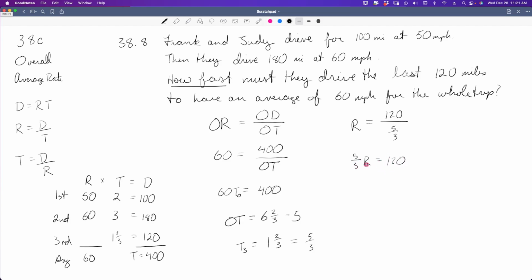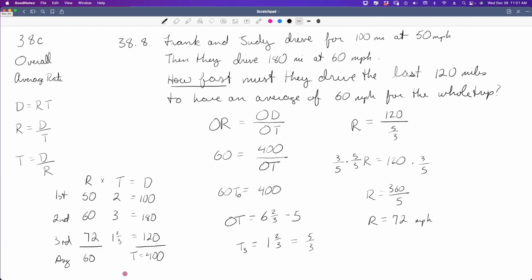Now I know how to solve this. A variable is set equal to a whole number. I'm just going to multiply by the reciprocal. And that gives me that r is equal to 360 divided by 5. So the rate of speed is 72 miles per hour. And that's how fast we need to travel that last 120 miles in order to have an average speed of 60. So 72 would go here.